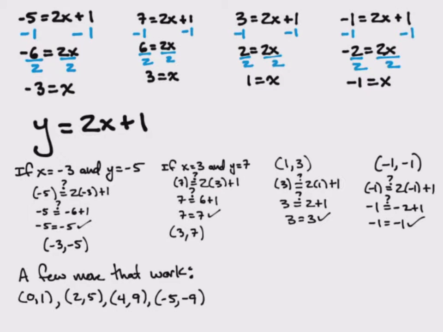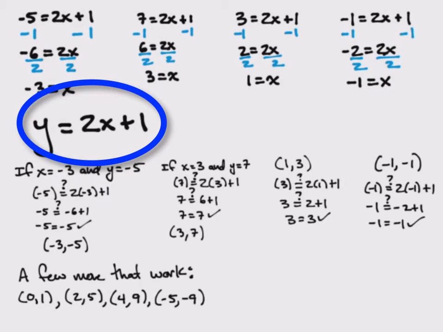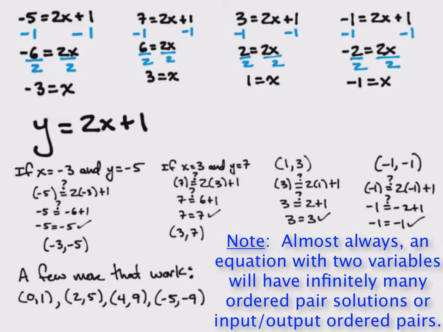Here are four more ordered pairs that I found. Maybe they're the same as the ones you did, maybe not. But question: how many pairs of numbers do you think we could find that would make this equation true? The answer is infinitely many. We could go on and on and on forever, finding all the ordered pairs that make this equation true. I mean, we could spend our entire lives finding those pairs of numbers, and we'd never finish. We'd never even be close to finishing.